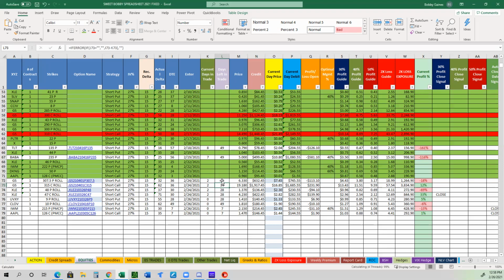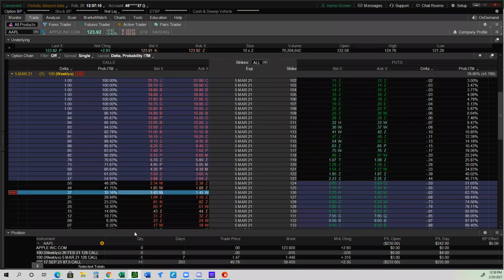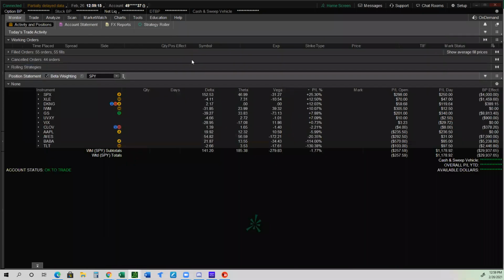All right, so let's see what we're doing on Goldman Sachs. We rolled it the other day, didn't we? So we're at 34 days left in the trade, so there's no sense of urgency for me. Matt's here too. Good. No sense of urgency for us to close that. So let's just look and see how this Goldman Sachs trade is doing.